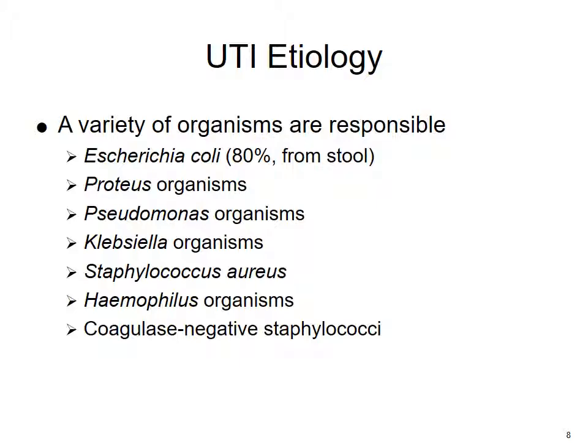So there are a variety of organisms that can cause UTIs. Most commonly, it's going to be E. coli. Approximately 80% of UTIs are from E. coli. And this again is a hygiene issue because E. coli is found naturally in stool. So E. coli doesn't belong in the urinary tract, but if we find E. coli in the urinary tract, which we often do, we can presume that this is from a hygiene issue.